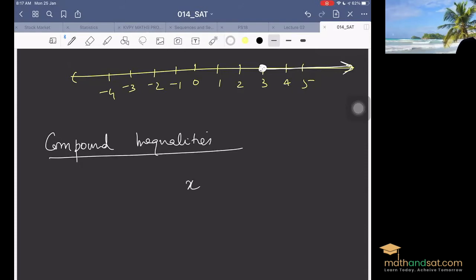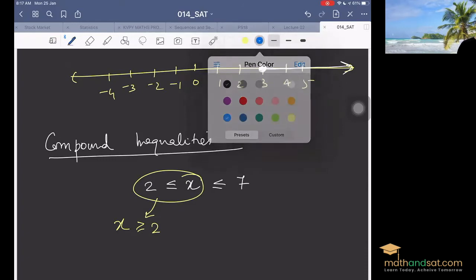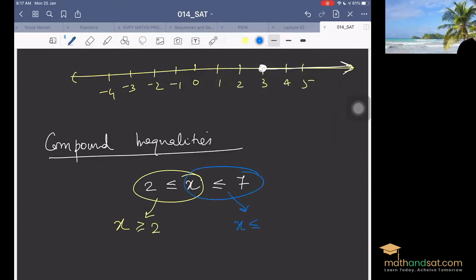For example, somebody is telling you that 2 is less than or equal to x, which is less than or equal to 7. What does this mean? This means that your x value is between 2 and 7. It is a collection of two inequalities. One inequality says x is greater than or equal to 2. Another inequality says x is less than or equal to 7. And these should be satisfied simultaneously, so we represent it with an AND. It means that both these conditions should be satisfied simultaneously.